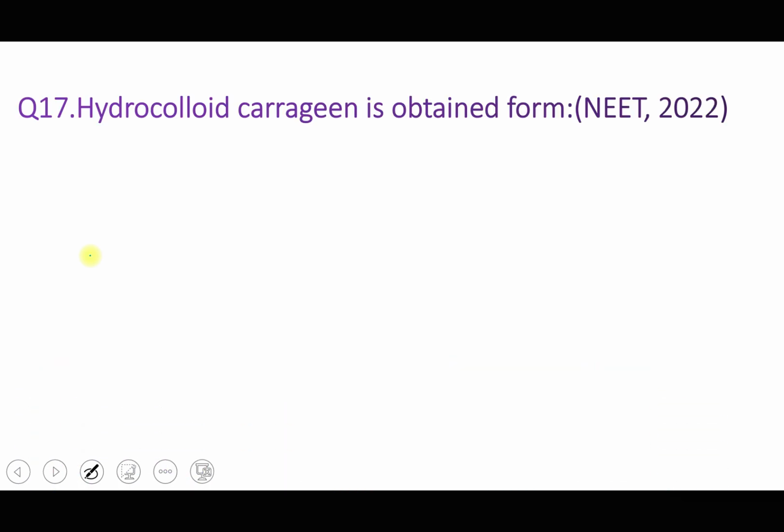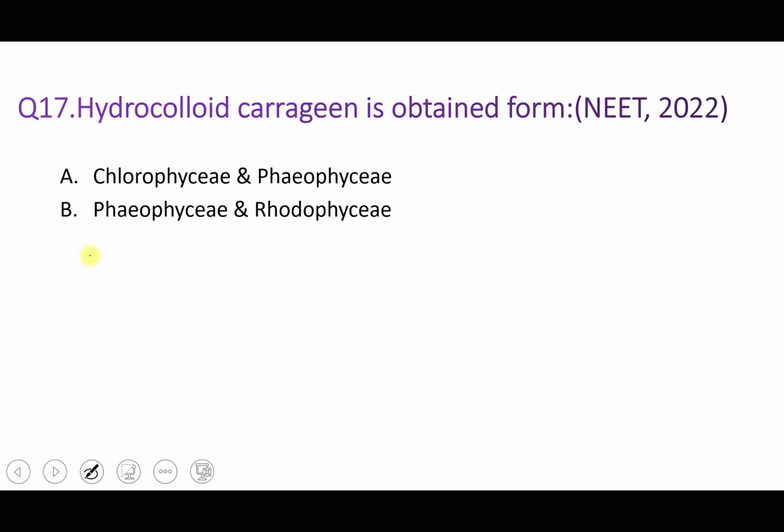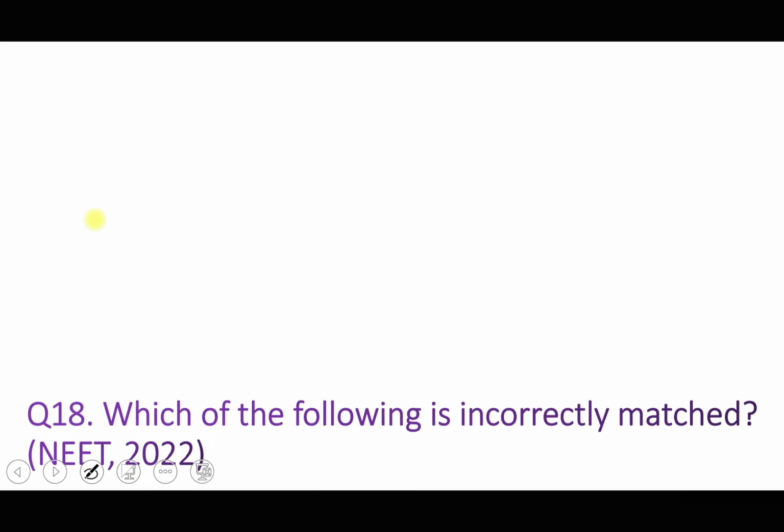Question number 17. Hydrocolloid carrageen is obtained from. This question has been asked in the NEET exam in the year 2022. Option A. Chlorophyceae and Phaeophyceae. B. Phaeophyceae and Rhodophyceae. C. Rhodophyceae only. D. Phaeophyceae only. Carrageen is a hydrocolloid. It is a water holding substance produced in large amounts by red algae, and commercially it is produced from Chondrus, which is a red alga. So here option C is correct.